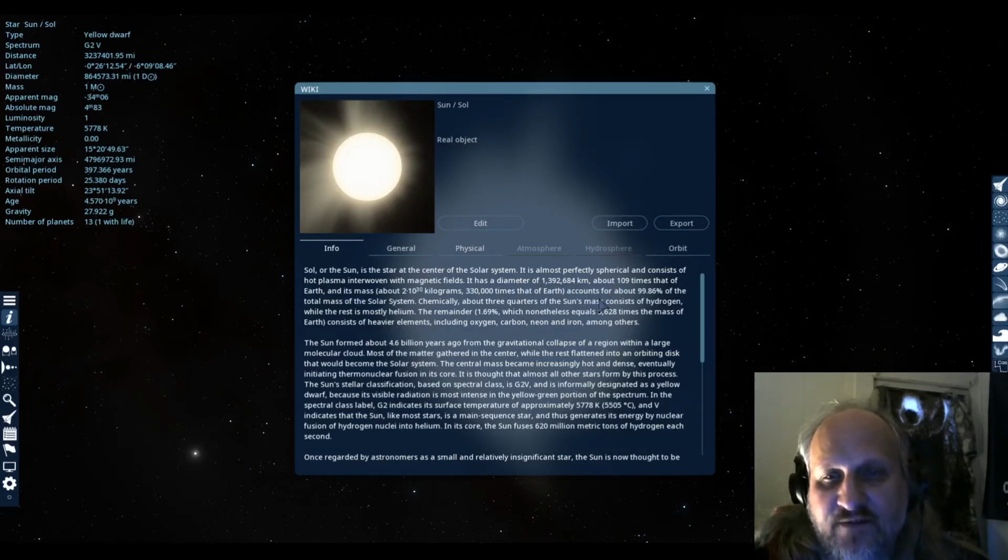And its mass accounts for about 99.86% of the total mass of the solar system. Okay, chemically, about 3/4 of the sun's mass consists of hydrogen, while the rest is mostly helium. So that is what the sun is made of.